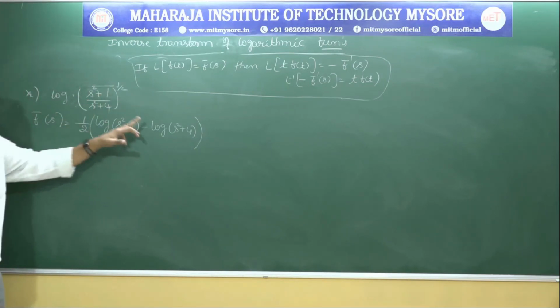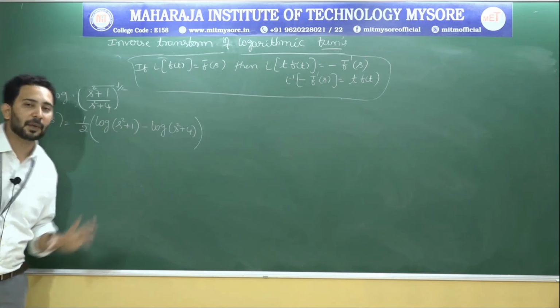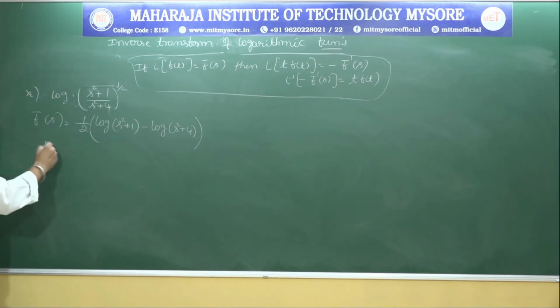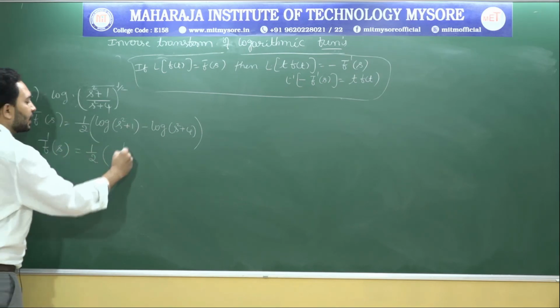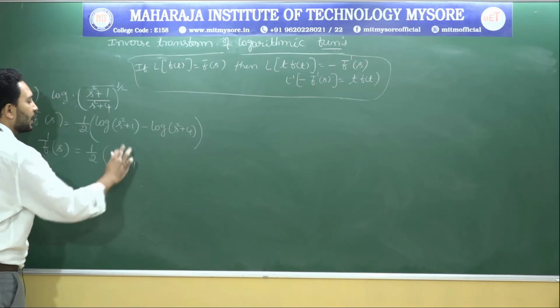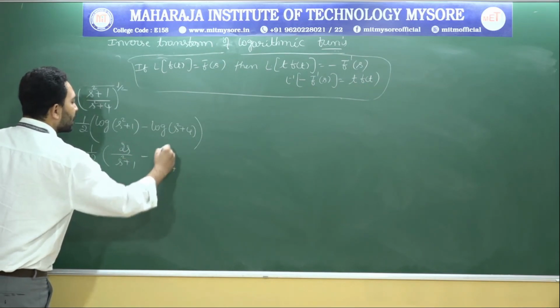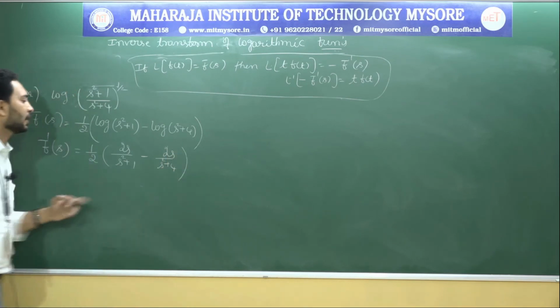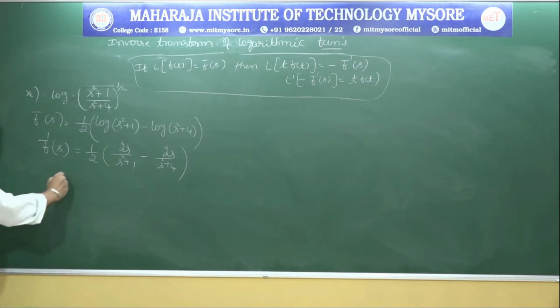Log m power n is n log m, but here we have log of m by n, so it is log m minus log n. As it is, differentiate this with respect to s. 1 by 2 into, if I differentiate this, we will get 1 over s square plus 1 into 2s minus again 1 over s square plus 4 into 2s, differentiation of this. So take this to outside and 2 will get cancelled.